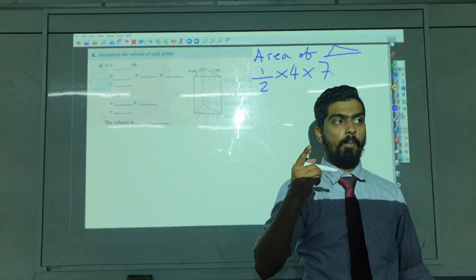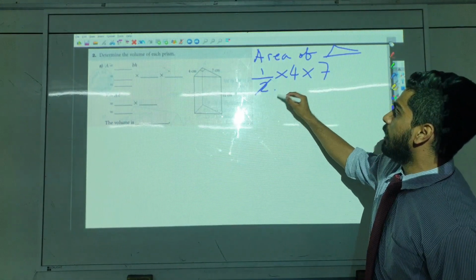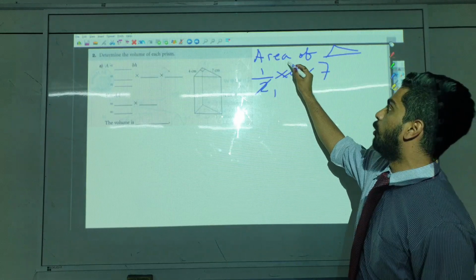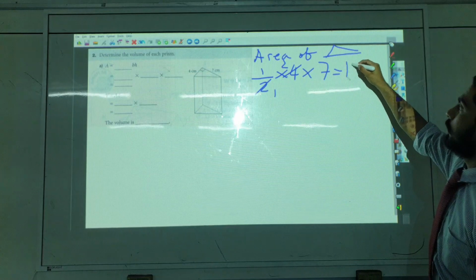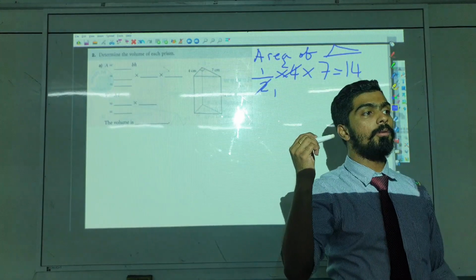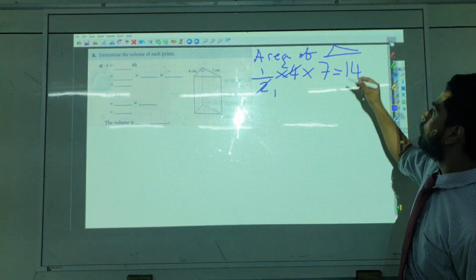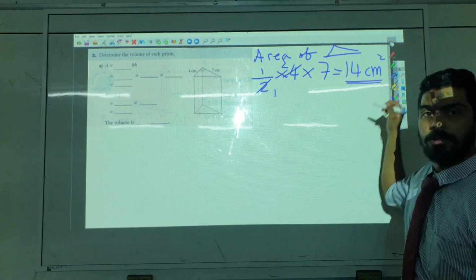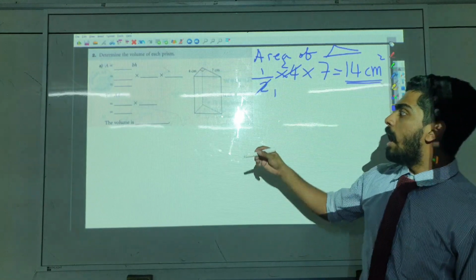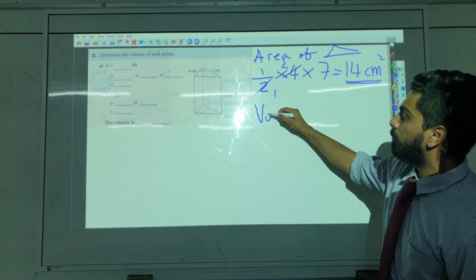2 will change to 1, 4 will change to 2. What is 2 times 4? 14. Very good. 14. What's the unit? m square. Now, how do we find the volume?